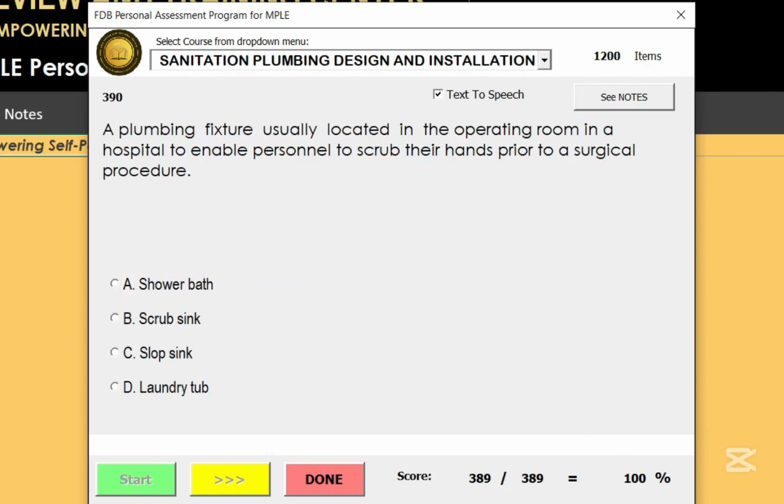A plumbing fixture usually located in the operating room in a hospital to enable personnel to scrub their hands prior to a surgical procedure. A. Shower bath, B. Scrub sink, C. Slop sink, D. Laundry tub. Please pick your choice. Option B is your choice, and it's the correct answer. Well done.